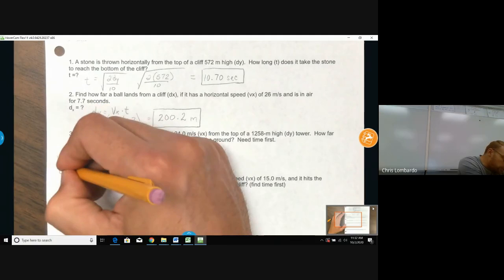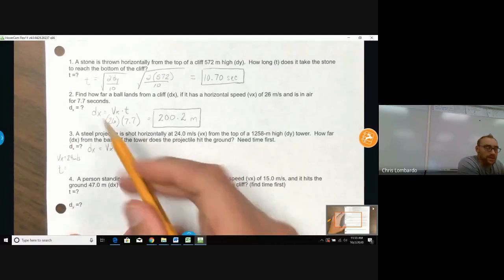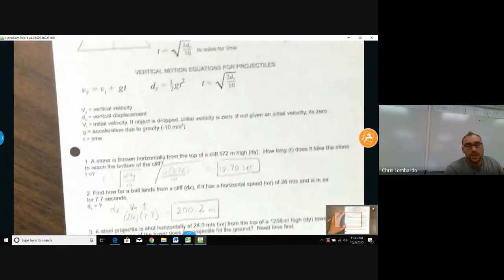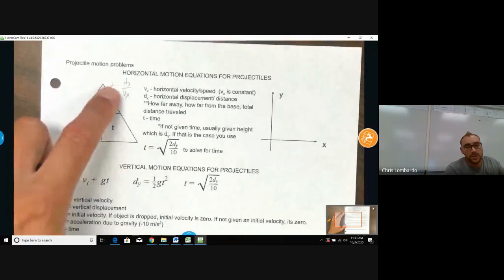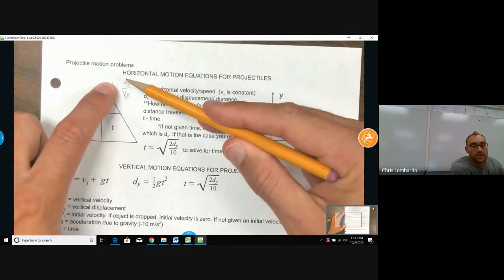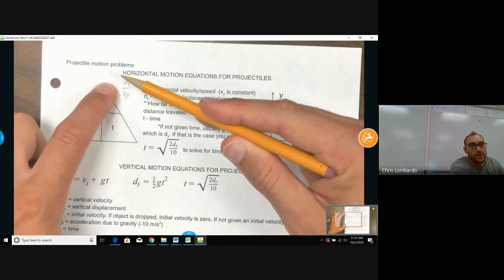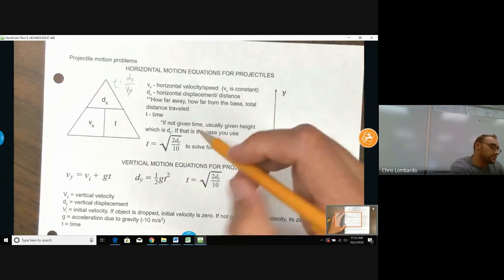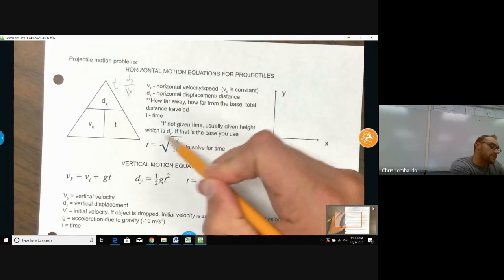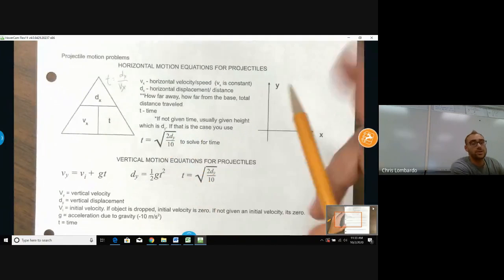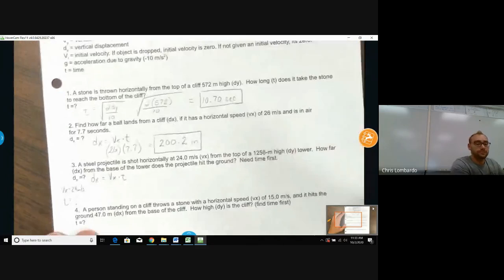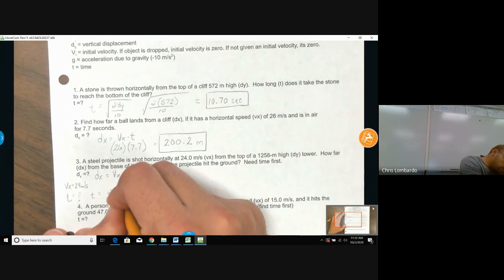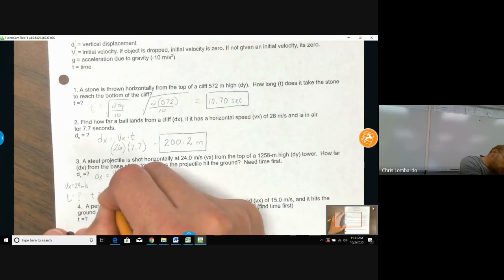But what don't we have? We don't have time. So we need to do something for time. Now, we can't use this equation because we're actually looking for dx. You can't have two missing variables in a 3-variable equation. So, okay, if you're not given time and if you're given height, you're going to use this equation to solve for t first. So it's a 2-step problem. So t is going to equal the square root of 2 dy over 10.